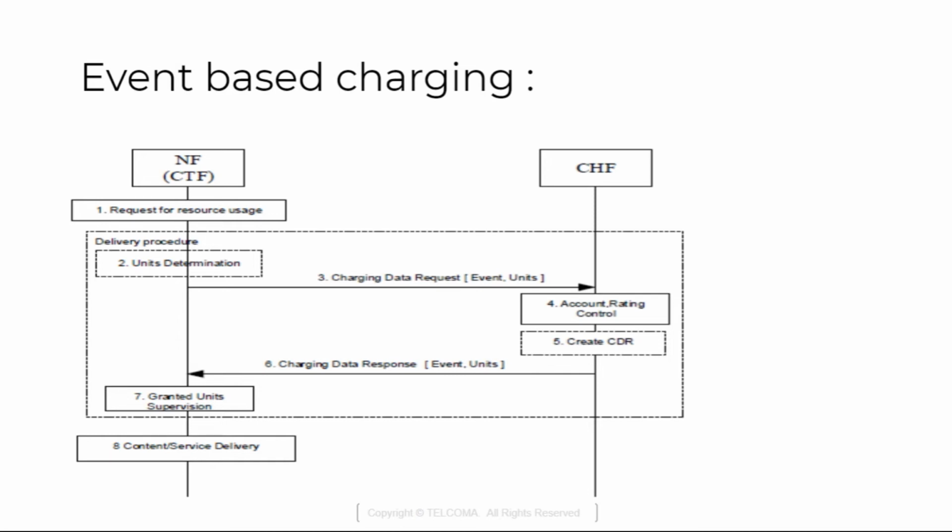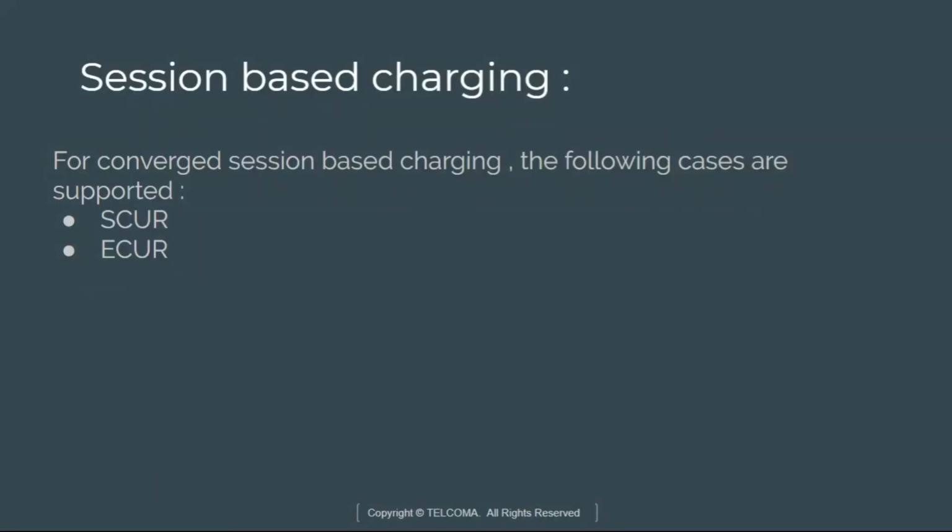Then we have create CDR. Based on the policies, the CHF creates a CDR related to the services. Then we have the charging data response. Here the CHF grants authorization to the network function for the service to start with the number of granted units. Then we have granted unit supervision. Here the service starts and the network function monitors the consumption of the granted units. And then we have content or service delivery. The network function delivers the content or service based on the number of units. So this is the complete flow of the event-based charging.